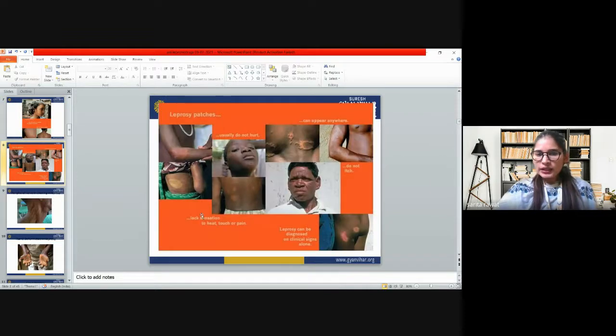Now, these are some other pictures of leprosy. As you can see, these are the leprosy patches. They usually do not hurt the person who has them, and there is a lack of sensation to heat, touch, or pain. They can appear anywhere on the body, and they do not itch. Leprosy can be diagnosed on the clinical signs alone. And as you can see, this is a raised patch.